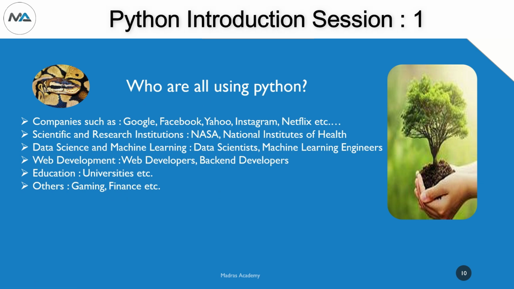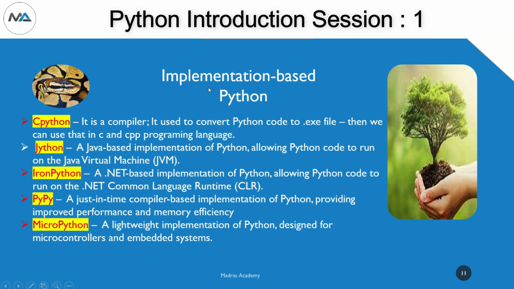And in Python we also have implementation-based Python. What is this? Now we are using Python code to write the Python program. In the same way, we have different types of Python, such as CPython, JPython, IronPython, PyPy, and MicroPython. So we have different types of implementation-based Python. Why do we use these implementations?